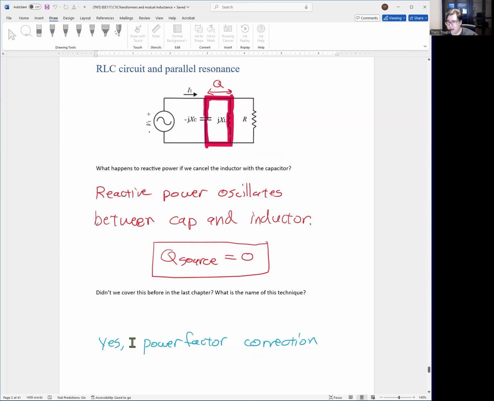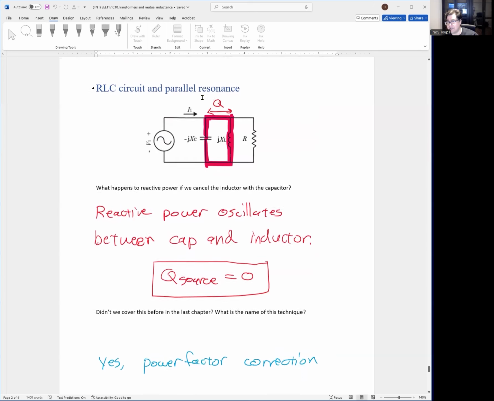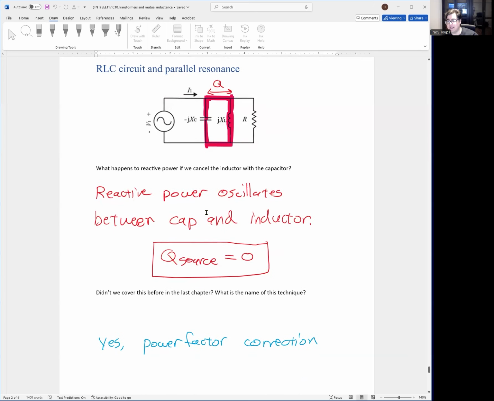And that's exactly what power factor correction is. It's a fancy, easier way to say RLC resonance. Technically it's a parallel RLC resonance. That's exactly what we were doing before. Okay.